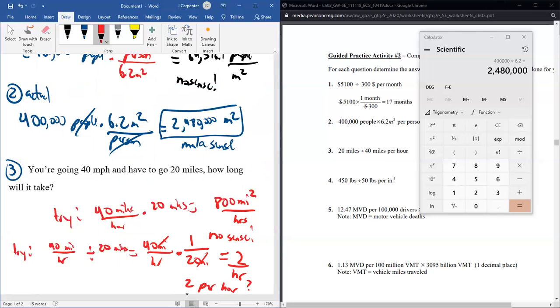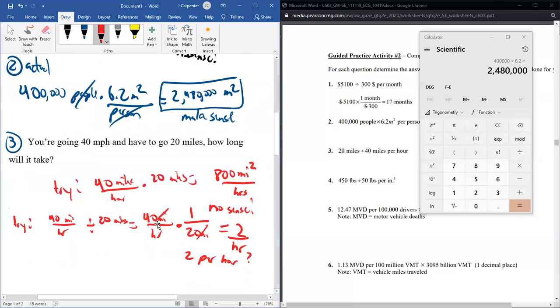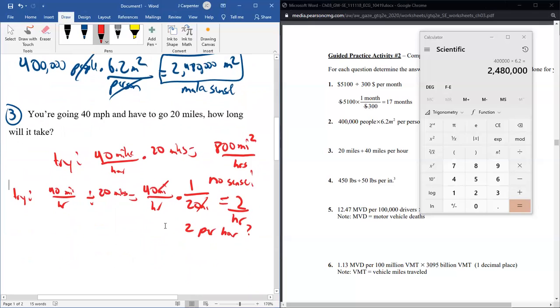No, that's saying you're going 2 per hour. 2 what? 2 bobs? 2 oranges? It doesn't say. It's no units. It's just 2 per hour. So no, that actually does not make sense. So the answer is not 2 hours or 2 per hour. So then we do the actual problem. We say, okay, well, the only thing really left to do is 20 miles divided by 40 miles per hour.